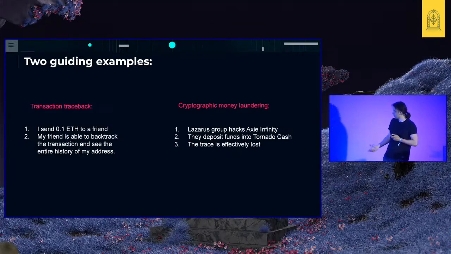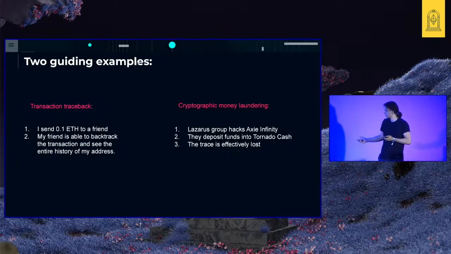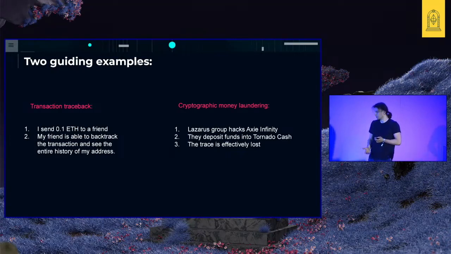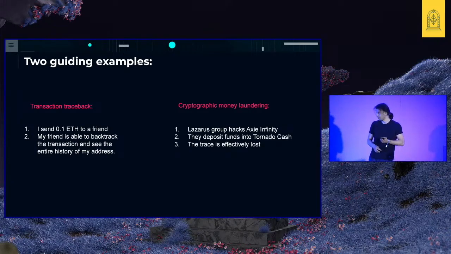And then there is privacy abuse, cryptographic money laundering. This is, I think, a well-known example. Lazarus Group, connected to North Korea, hacks Axie Infinity. Then they deposit funds into one of the mixers, in this case Tornado Cash, and the trace is effectively lost. They are literally getting away with stealing hundreds of millions of dollars' worth of tokens. So this is a privacy abuse. Yes, we do not want to be spied upon by our friends. We also do not necessarily want North Korea to fund whatever with stolen funds. So that seems pretty contradictory. We don't want good people to be spied upon, but we do want bad people to be. I mean, who decides which are which?